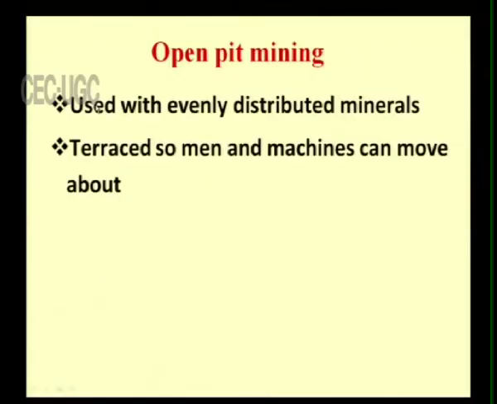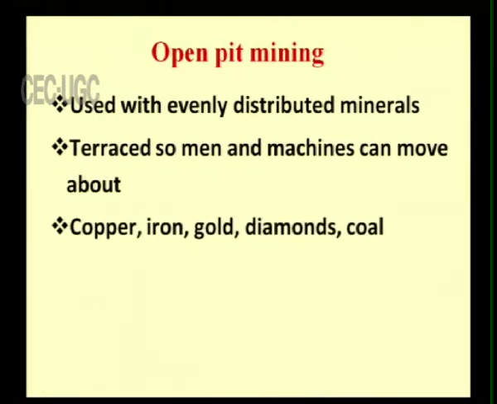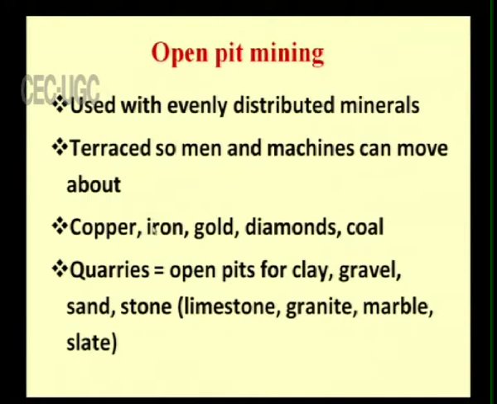And the open pit mining is used with evenly distributed minerals, terraced, so men and machines can move about. So, it is an open place and therefore, the men and machines can move openly, and copper, iron, gold, diamonds, coal and all these are obtained by the open pit mining. And the quarries or the open pits are for clay, gravel, sand, stone, and for example, limestone, granite, marble, slate, etc. So, all the quarries come under the open pit mining.